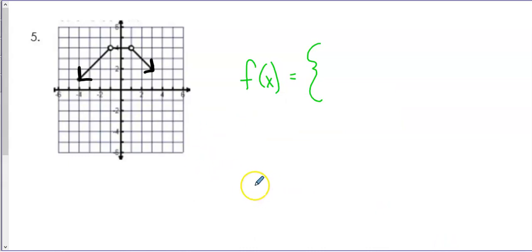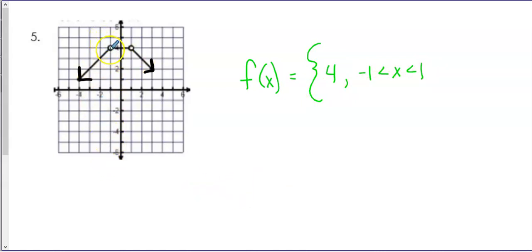Okay, so let's look at the middle part first. The middle part is pretty easy. The middle part is y equals 4. So let's just put a 4 here. And that is if it is between negative 1 and 1. So I'm going to write that as negative 1 is less than x is less than 1, because what that says is if x is between negative 1 and 1, and those two are not included, then y equals 4. So that's that straight line.